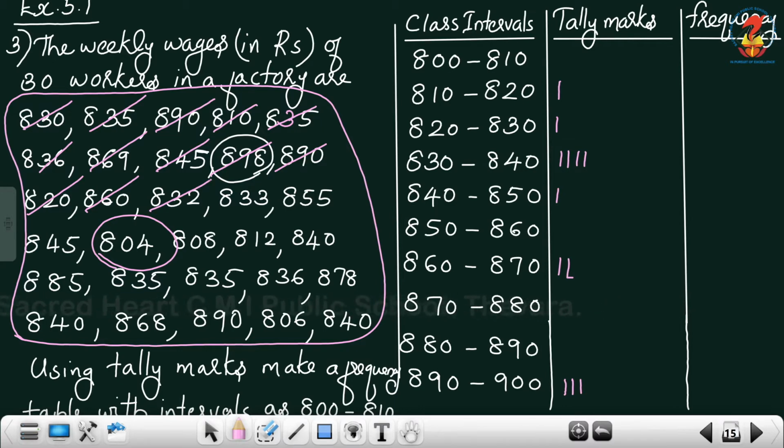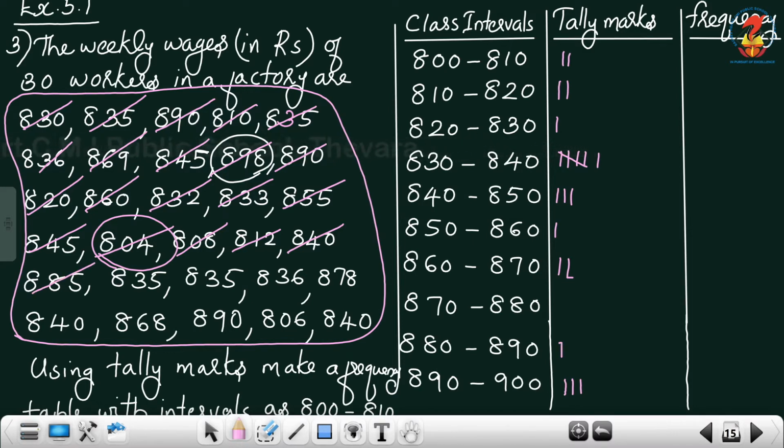832, then 833, 855, 845, 804, 808, 812, 840. So out of this, the higher class interval is the one starting at 840. So 840 to 850. So we can include 840 there.